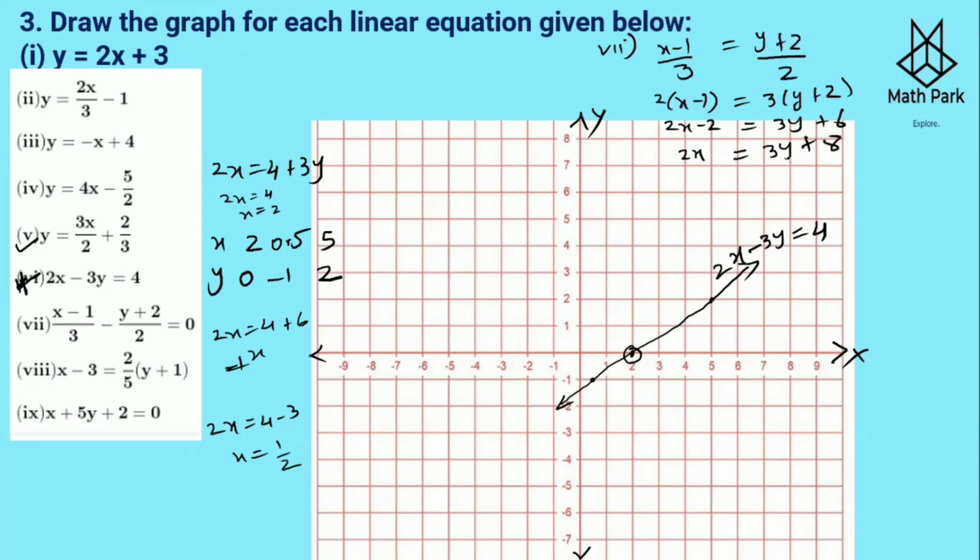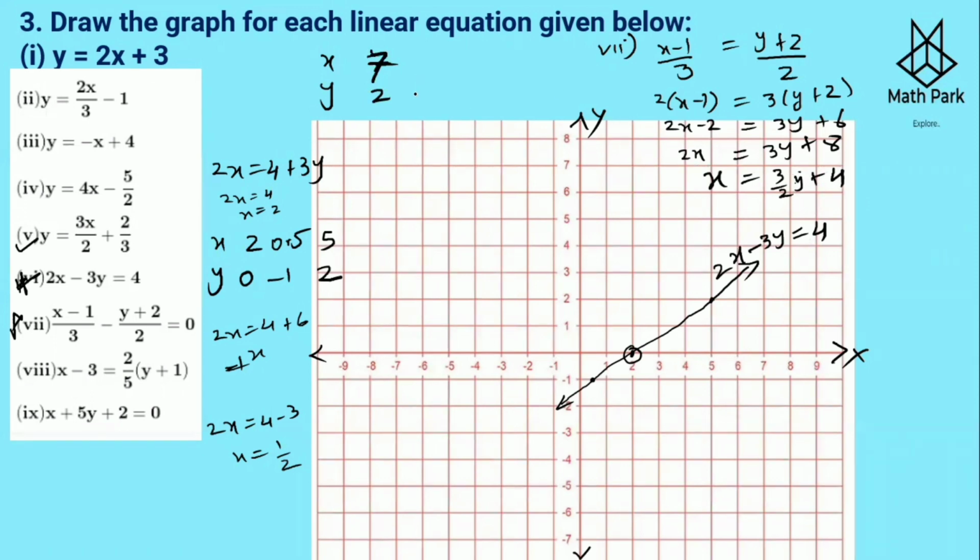So x is equal to 3 by 2 y plus 8 by 2, which is 4. So let us now put the values of y. So I'm putting y is equal to 2, because it is divisible by 2, since the denominator is 2 here. So if I put y is equal to 2, the 2 and 2 will get cancelled. 3 plus 4, you get, if you put y is equal to 2, you are getting x is equal to 7.